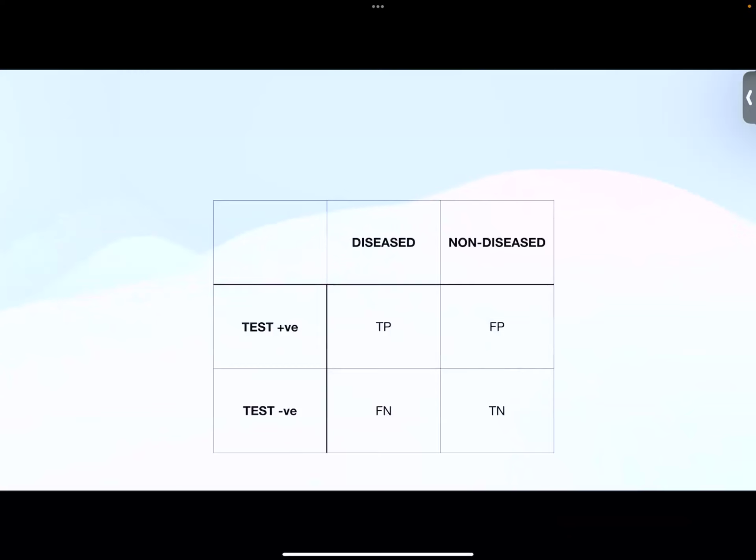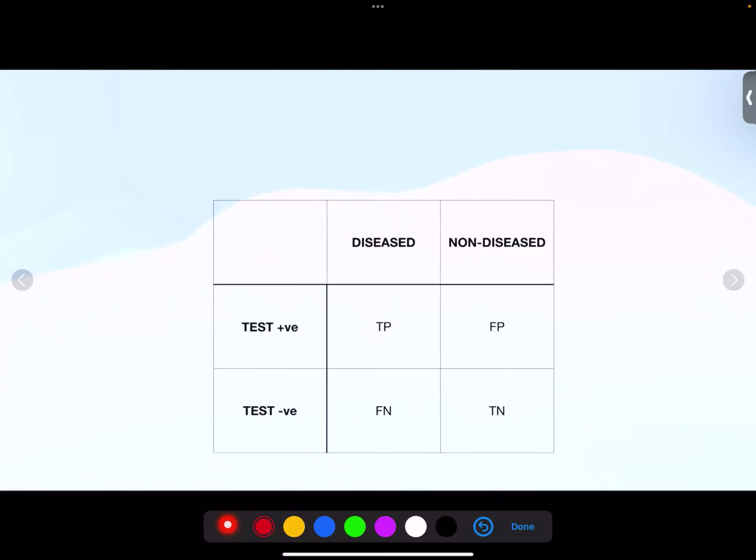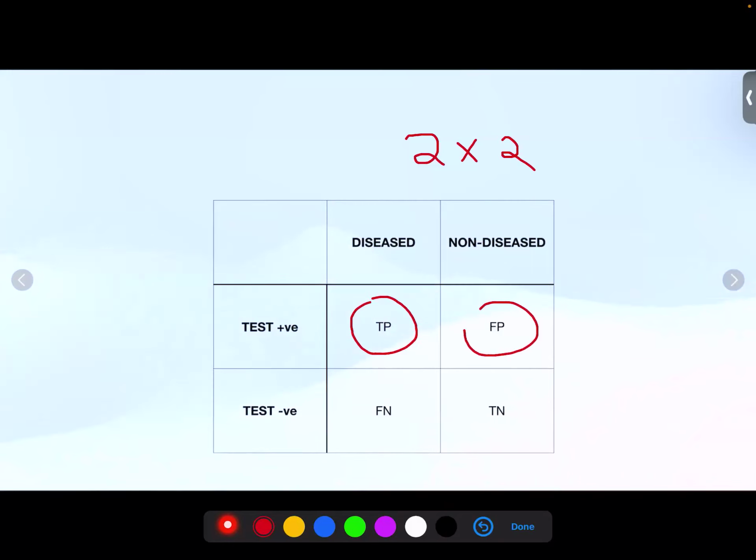Next slide. So this is how we actually categorize. You'll have exam questions like this, a 2x2 table. Okay. So these things are very, very important. You need to know these things.